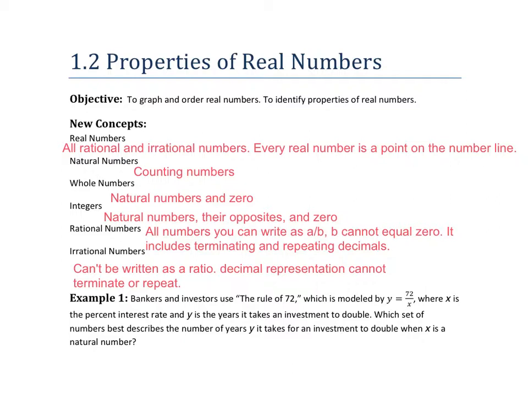The irrational numbers can't be written as a ratio. Their decimal representation cannot terminate or repeat. So if I were to ask you what is the most common irrational number somebody would give you, what would you say? I think they might say the square root of 2. Absolutely. Another good one would be pi.